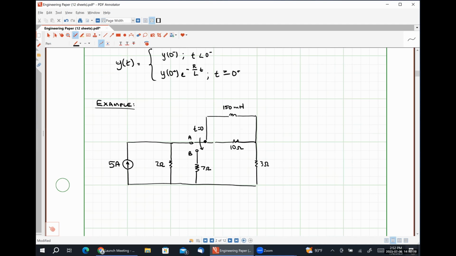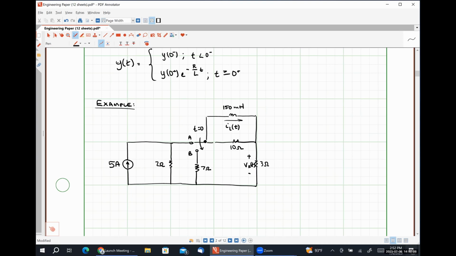All right, so I want us to determine the voltage drop across that 3-ohm resistor and the current flowing through our 150 millihenry inductor as a function of time.